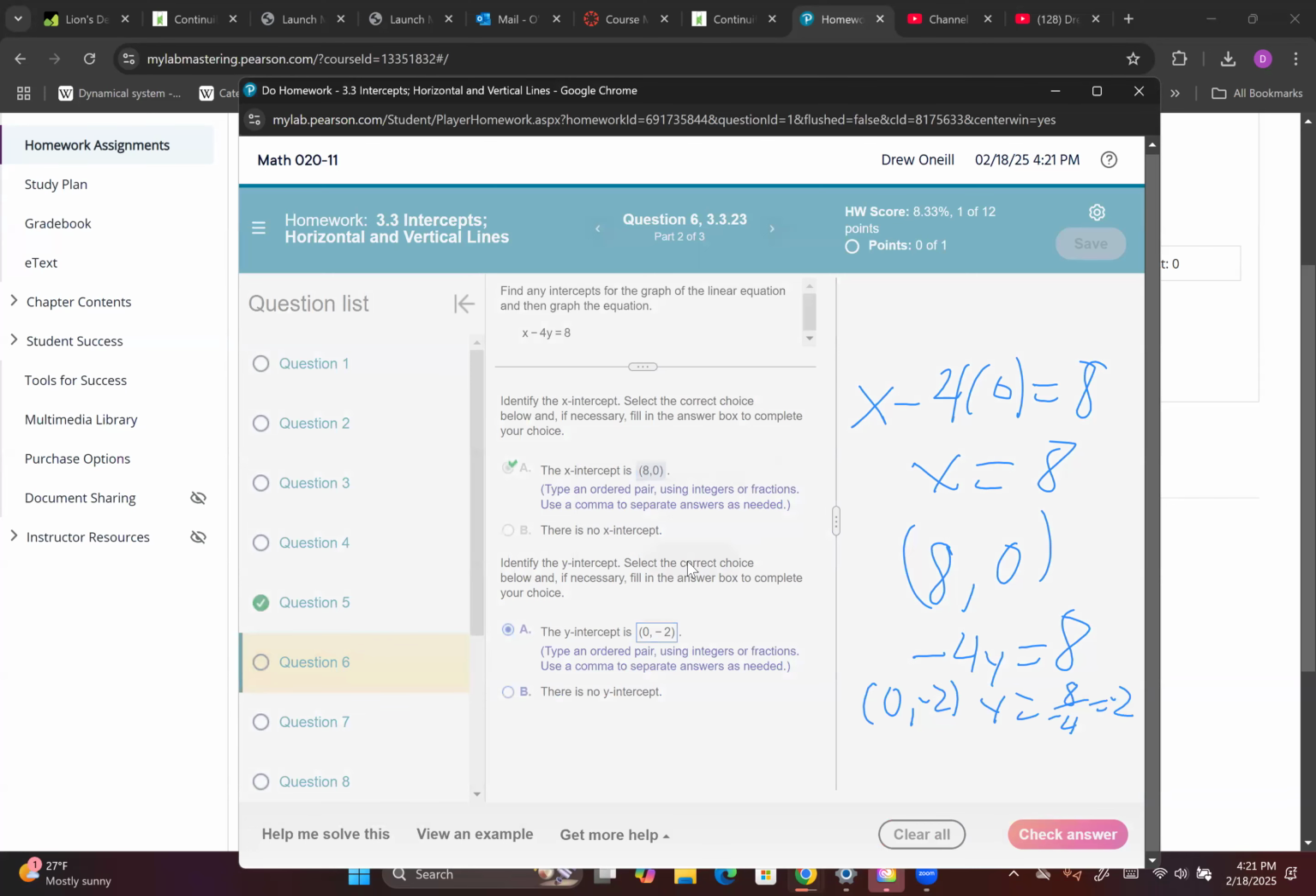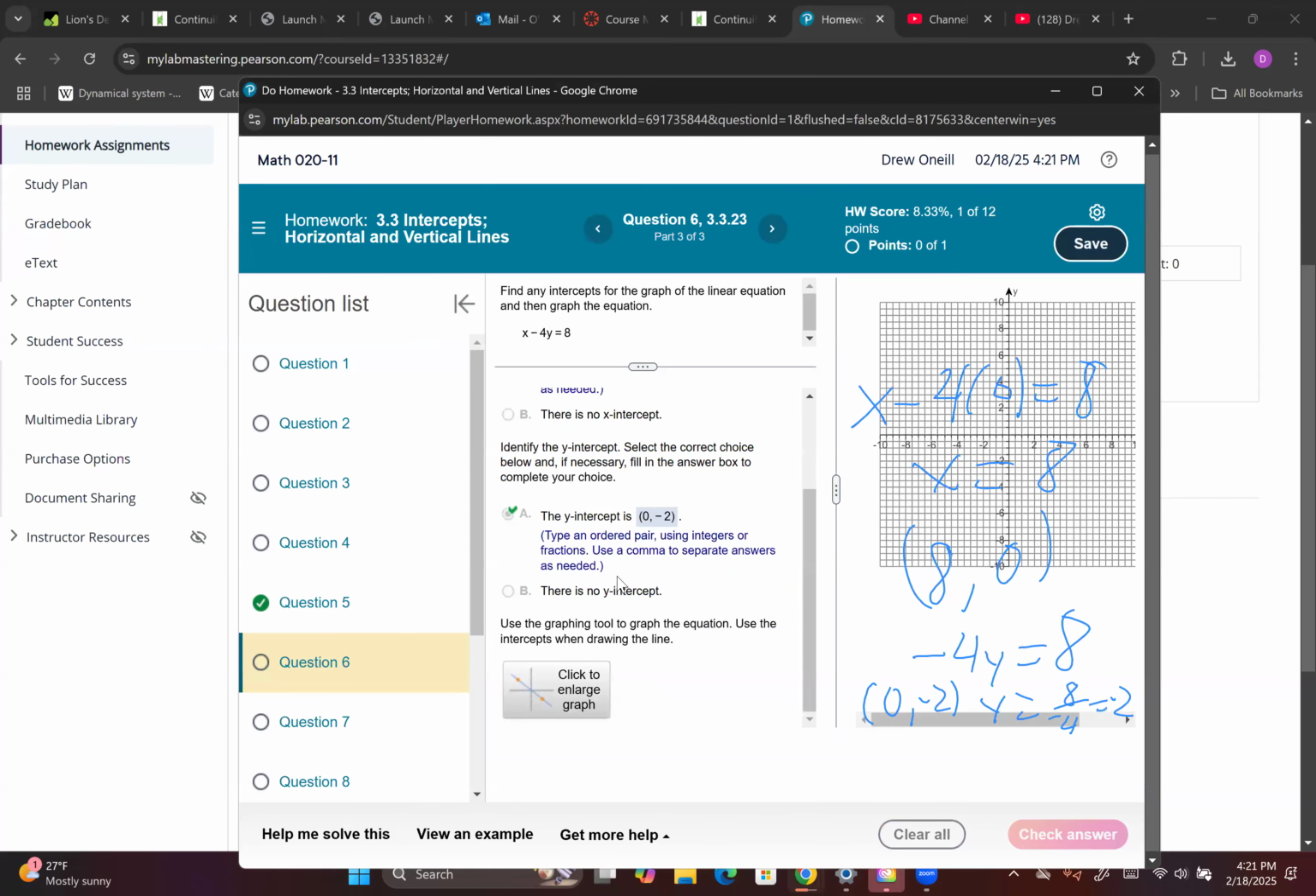By the way, laptops were not meant for math. They're meant to type things, not write math. It's a little annoying entering this.